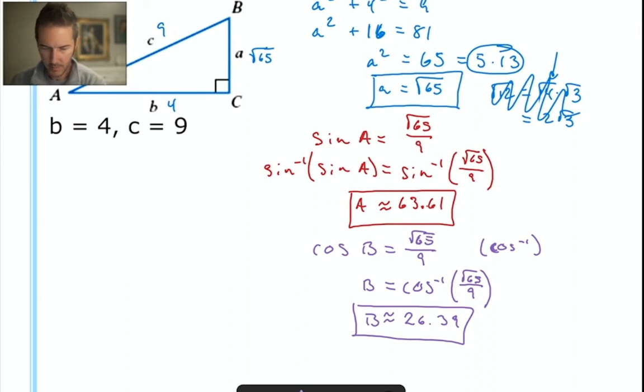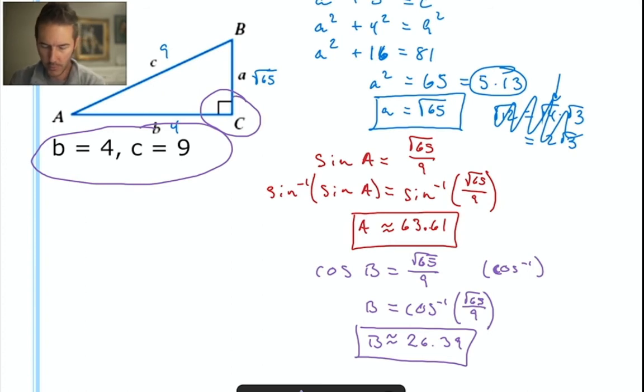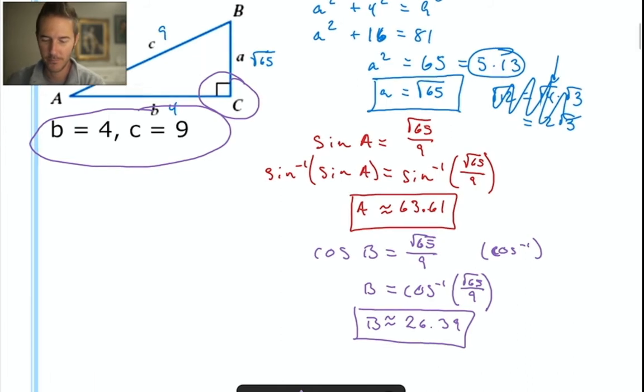Did we find it? Yep, the initial problem gave us two side lengths of 4 and 9 and one angle measure. So we found two angle measures and one side length. Perfect. That's it for that one.